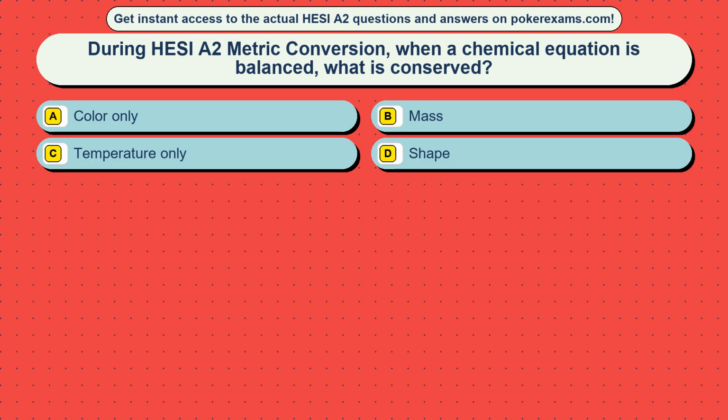Question 41. During HESI A2 metric conversion, when a chemical equation is balanced, what is conserved? Option A, color only. Option B, mass. Option C, temperature only. Option D, shape.